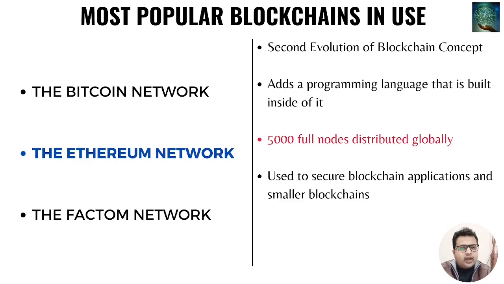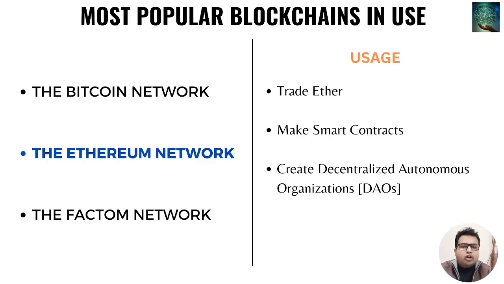It also has 5,000 plus full nodes distributed globally, which is a very big number. The Ethereum blockchain secures blockchain applications and smaller blockchains. And in terms of usage, Ethereum is also used to trade Ether. You might have invested in Ethereum coins, and make smart contracts. We have already seen we can program it and create a decentralized autonomous organization. We will have a look into decentralized autonomous organizations.